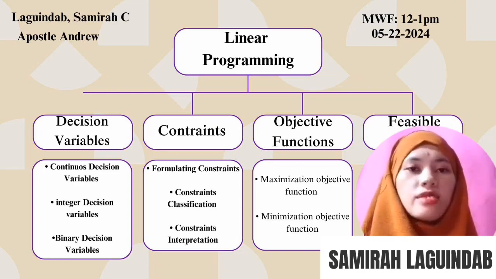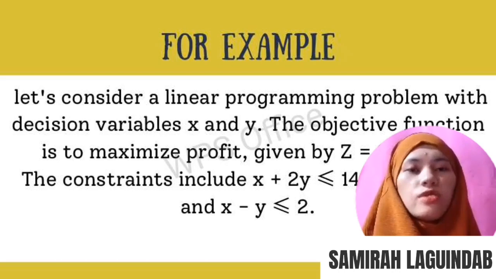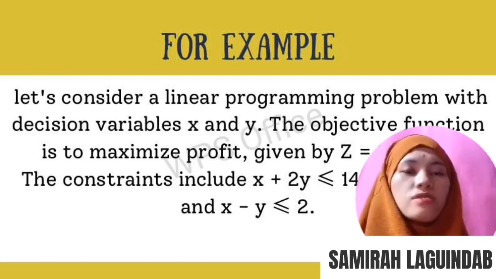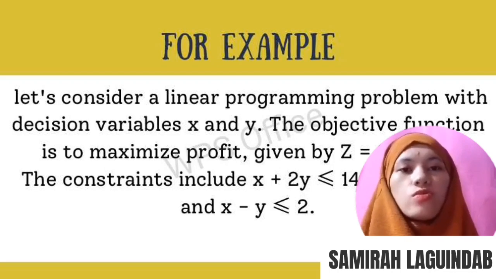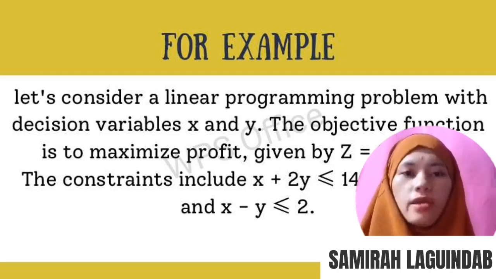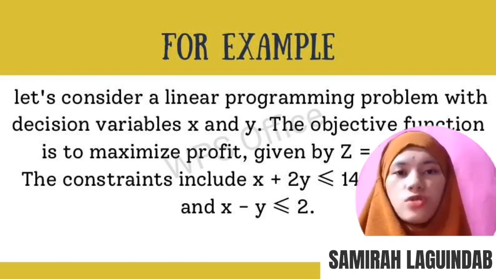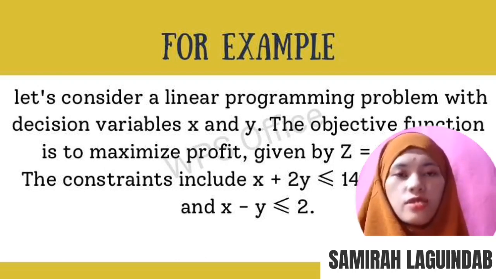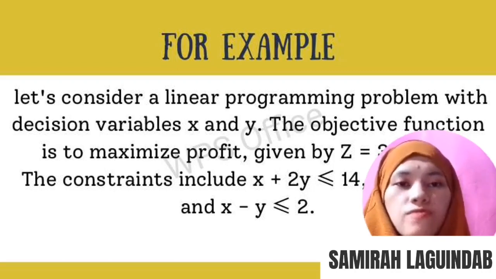For example, let's say a linear programming problem with decision variables x and y. The objective function is to maximize profit given by z equals 3x plus 2y. The constraints include x plus 2y less than 14, 3x minus y greater than 0, and x minus y less than 2. These constraints define the feasible region, which is the intersection of all constraints and represents the set of solutions that satisfy the constraints.